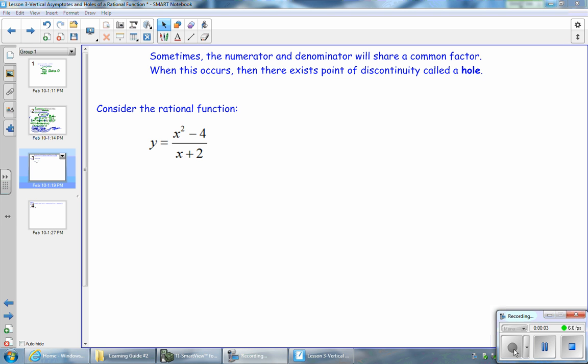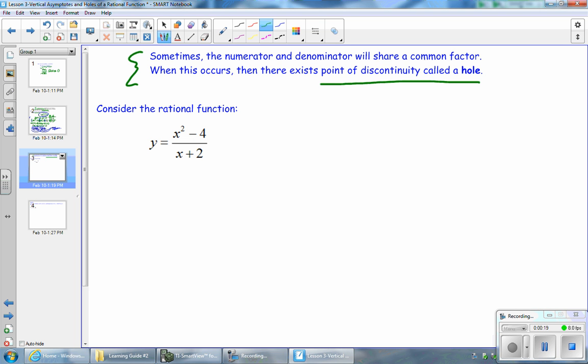Okay, so we're going to move on to what a hole of a rational function is. And to describe a hole, let's take a look at the first statement here. It says sometimes the numerator and denominator will share a common factor. When this occurs, there exists a point of discontinuity called a hole. So a hole is a point on the graph where it's not defined. So there's actually a break at that point.